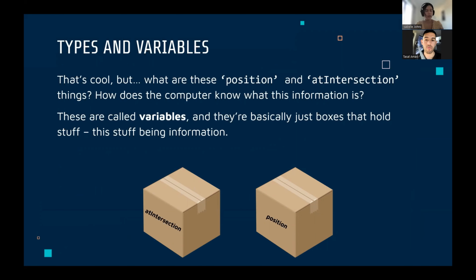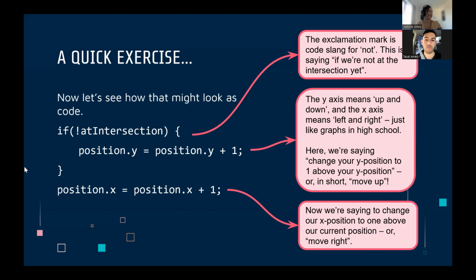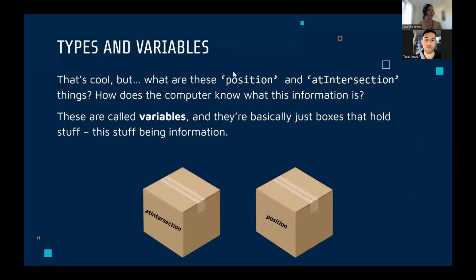So one question you guys might have is, okay, it's cool that there are these things called position and at intersection and stuff like that, but how does the computer know what those are? Because I kind of sound like I'm contradicting myself. I'm kind of like, oh, the computer needs to be told things. They don't just know what something means. And then I'm putting in these words. So what these are called is variables.